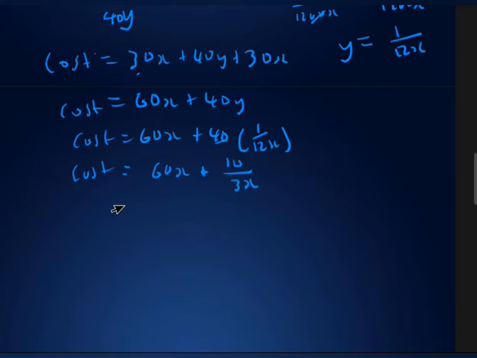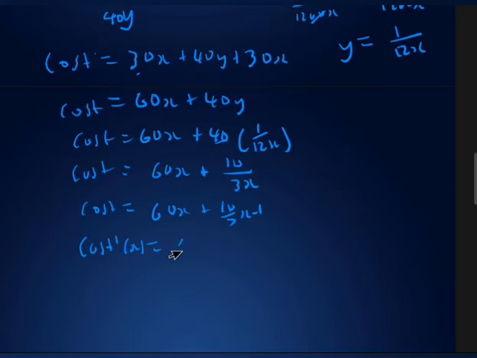So now they want the cost to be minimum, right? So for us to get the minimum, we have to find the first derivative. But before finding the first derivative, we have to make it into a differentiable form. So because x is here, we have to put it up. So it's going to be 60x plus 10 over 3 x to the power of minus 1. So putting it on the side is the same as putting it up. Because we have to make it into a differentiable form, remember when something moves from denominator to numerator, the sign of the exponent changes. So then now we can find the first derivative.